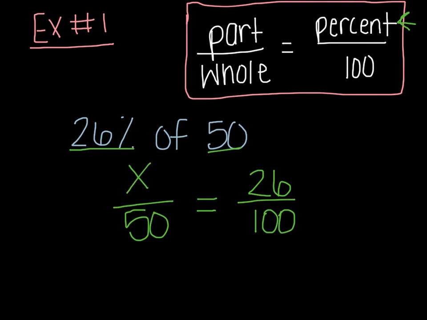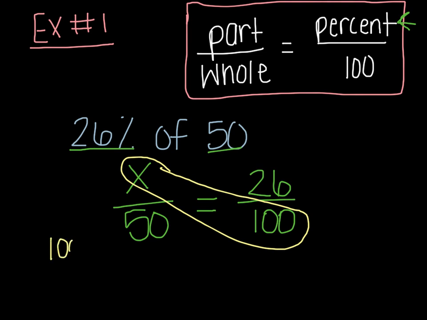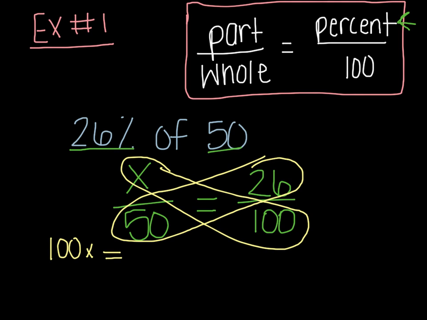And what we do to solve is we cross multiply. So we have X times 100 just becomes 100X. You just put them together because we don't know what X is yet. And 50 times 26, which equals 1,300.